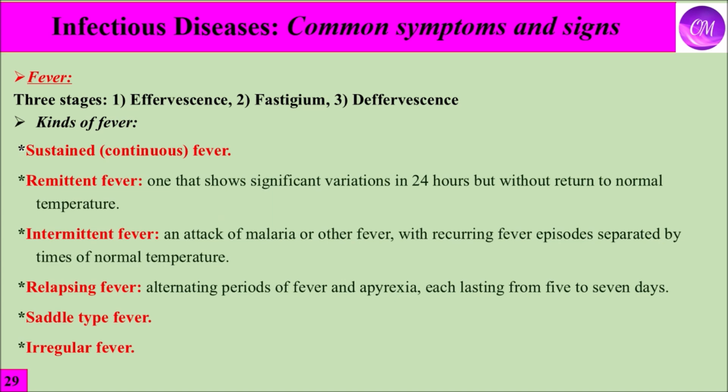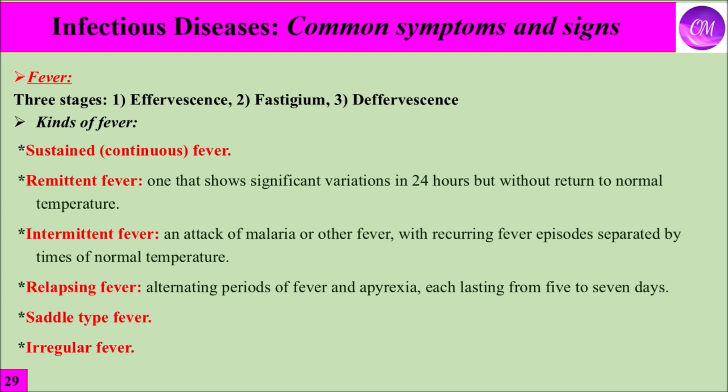Common symptoms and signs of infectious diseases. First, the fever. There are 3 stages of the fever: effervescence, fastigium, and defervescence. Kinds of fever. There are some kinds of fever, such as the sustained or continuous fever, remittent fever, one that shows significant variation in 24 hours but without return to normal temperature, and intermittent fever, an attack of malaria or other fever with recurrent fever episodes separated by times of normal temperature.